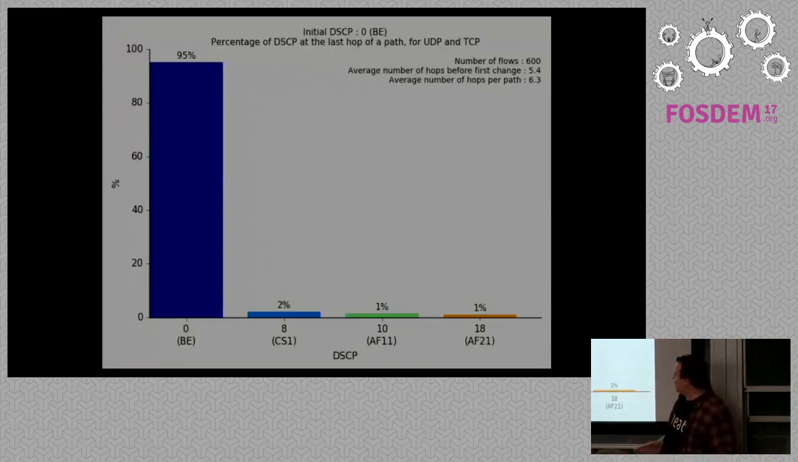So the one we expect, this is a graph for BE traffic. So this is a DSCP of zero set. The plot is showing the percentage of marks at the last hop. And at the top, we have average number of hops before first change and then average number of hops per path. So the paths were like 7 or 8 hops.